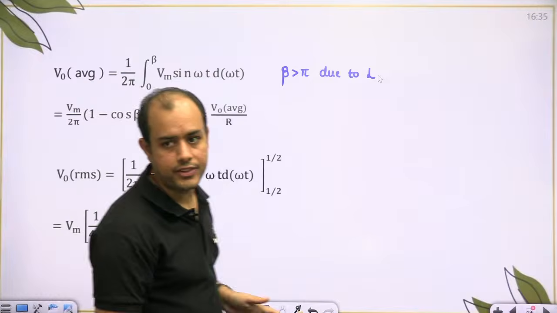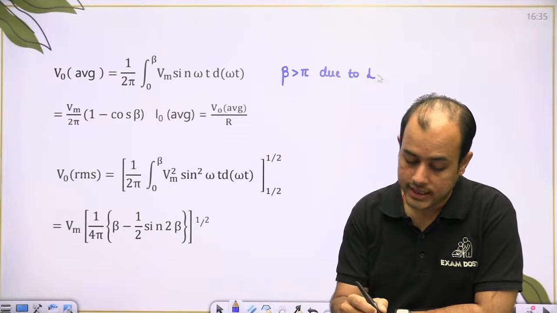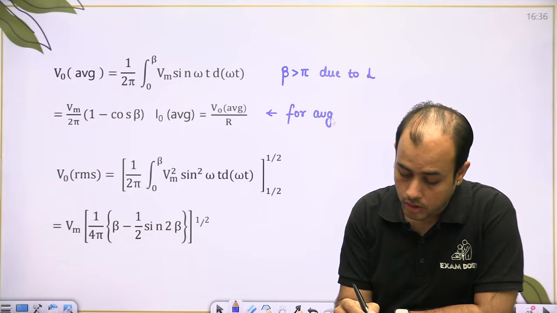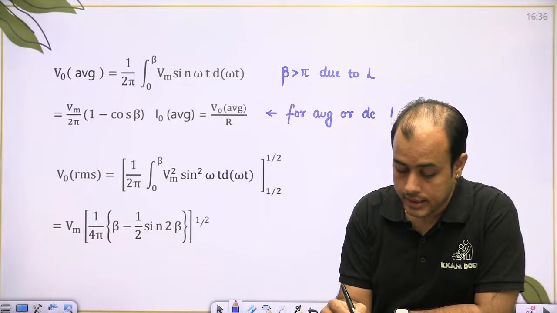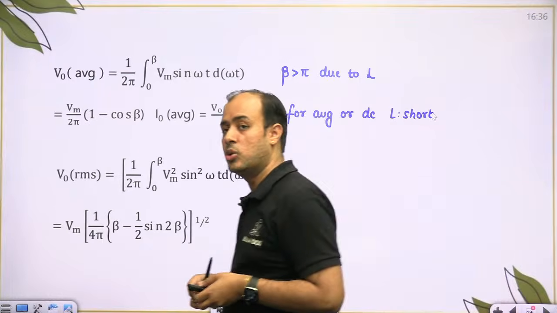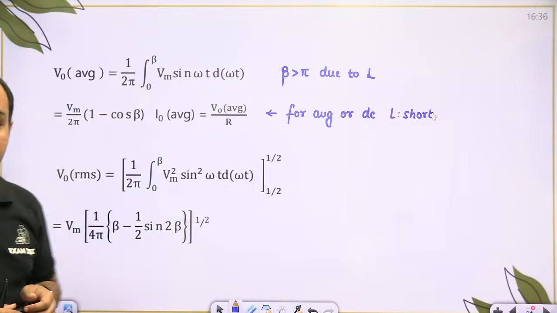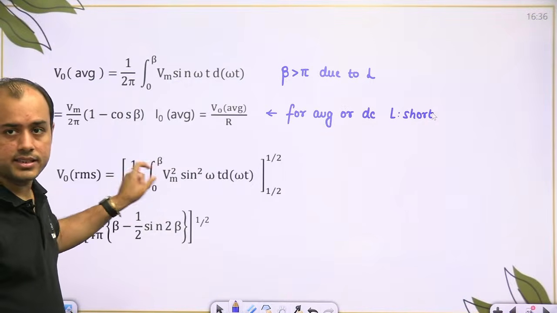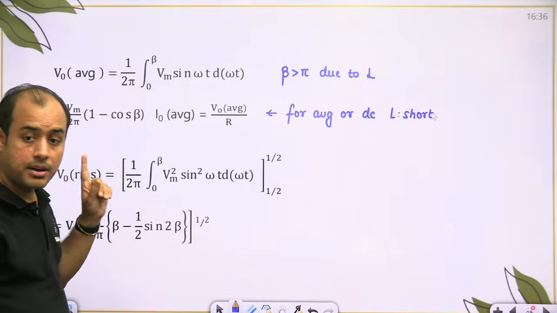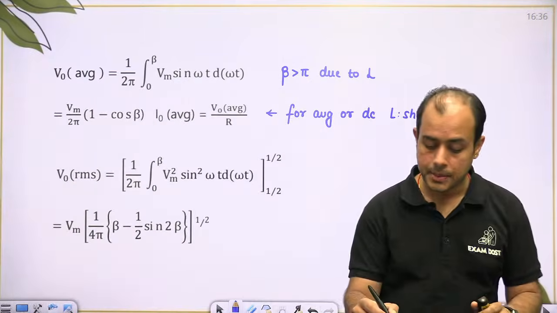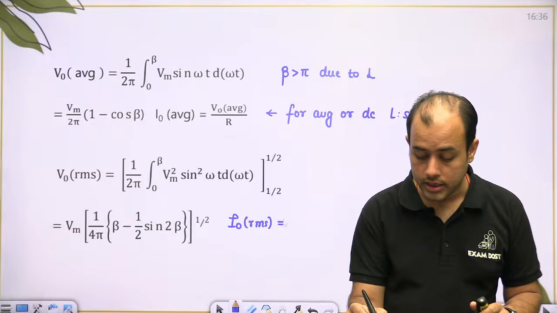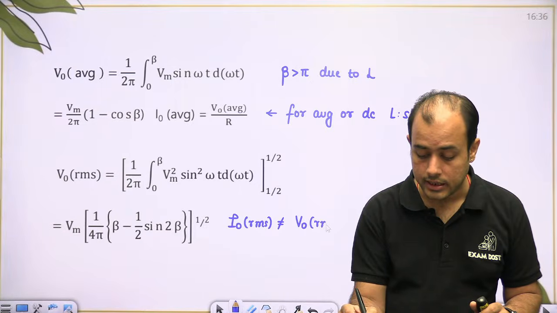Average current is V average by R. What is the point here? How are you writing this? For average or DC, inductor is short circuit. So average current is average voltage by resistance. Now when you take RMS, you integrate 0 to beta square of the voltage. So this is RMS. But remember beta, I naught RMS is not equal to V naught RMS by R.